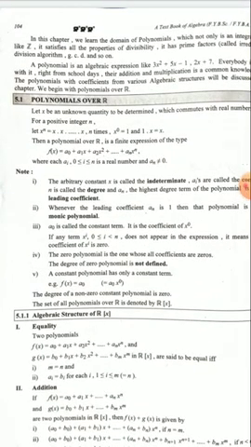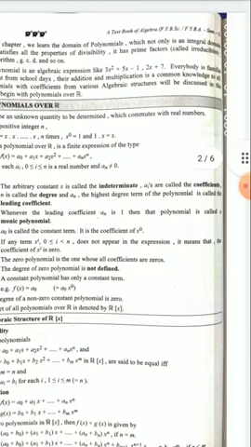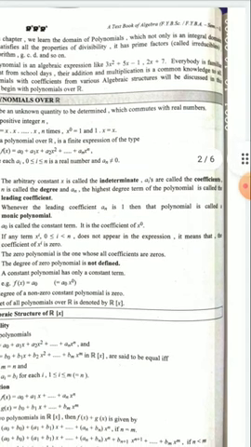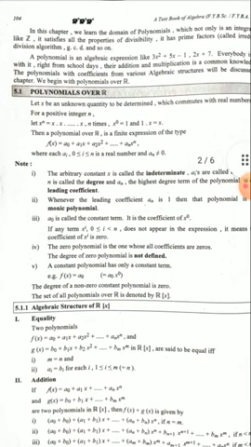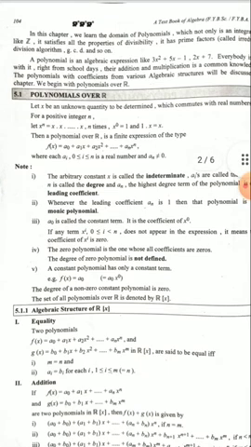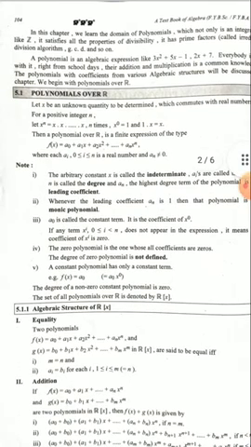So in this chapter we learn the domain of polynomials, which is not only an integral domain like Z, it satisfies all the properties of divisibility. It has prime factors called irreducibles, division algorithm, GCD, and so on.